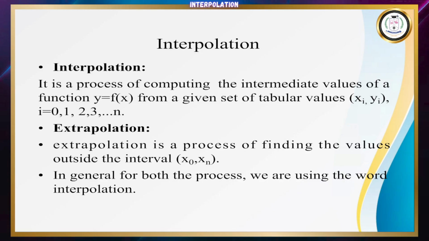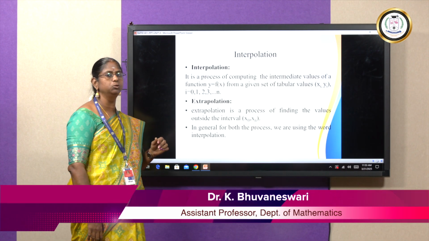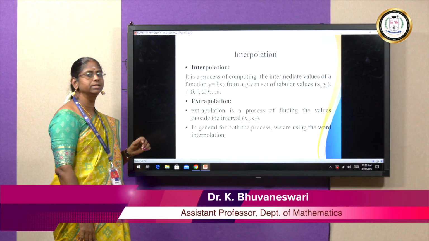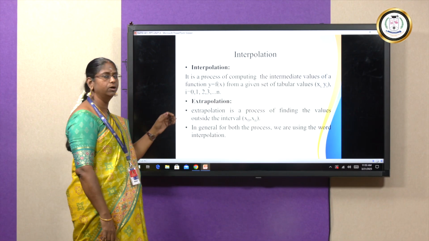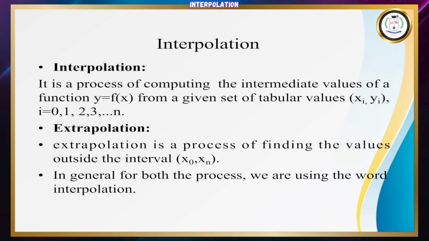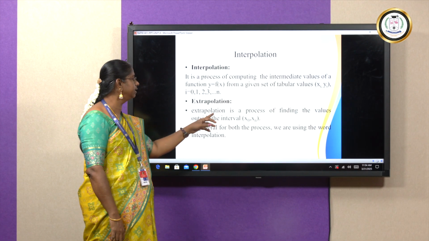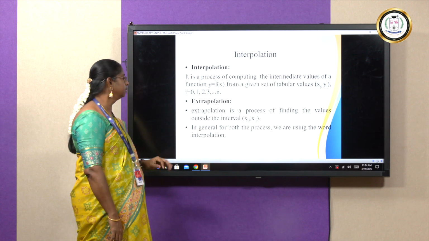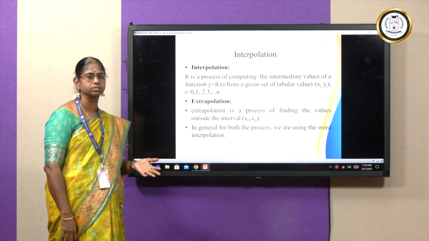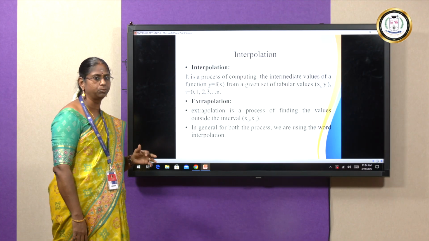So what is interpolation? Interpolation is a process of computing the values of y from the given set of tabular values xi, yi, where i varies from 0 to n. And what is extrapolation? Extrapolation is the process of finding the values of y where x lies outside the interval x0, xn. In general, for both processes, either interpolation or extrapolation, we are using interpolation only.